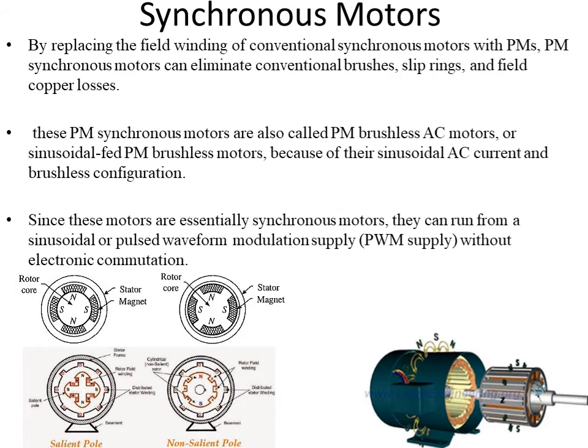Now coming to the synchronous motor. If you remember, it has a stator with a number of slots in which we place the windings, and the rotor. The rotor can be of two types: salient or non-salient. If it is salient pole, the poles will be projected and the field windings will be placed over here. And if it is cylindrical or non-salient, there won't be any projected poles like this.